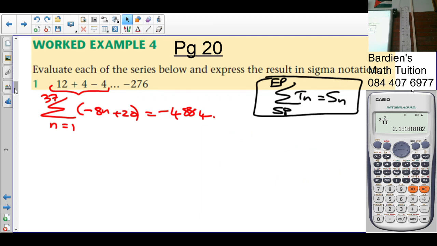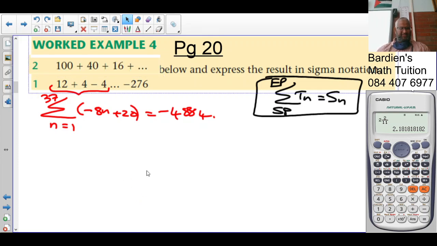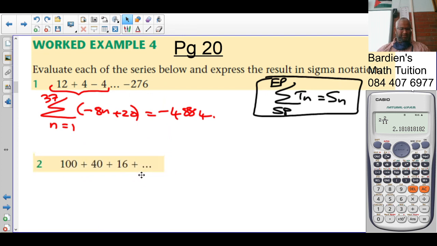Alright? You all understand? Any confusion? No. Let's try number 2. Again, I'll give you a few minutes to try it on your own. It's also on page 20, okay?